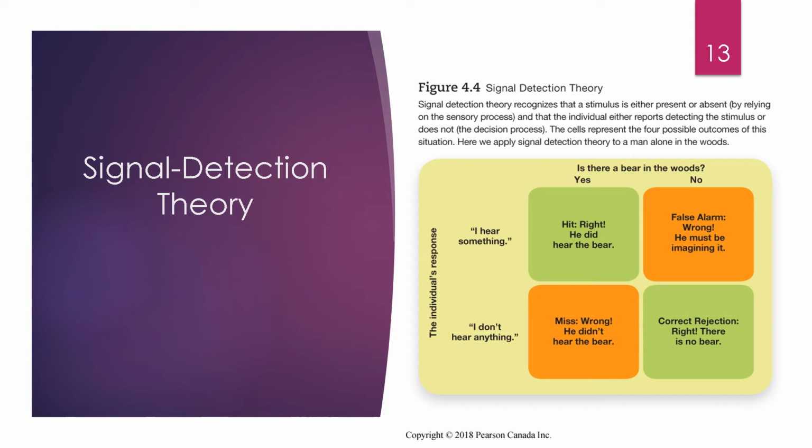The 4th option is that there wasn't a bear in the woods, and the individual said, I didn't hear anything. In that case, we would call it a correct rejection, because they said there wasn't a bear, and there actually wasn't a bear. So they've correctly rejected the idea that there is a bear there. You can see 2 of our 4 possible responses are correct, and 2 are incorrect. So you should understand this diagram and keep in mind those terms: the hit, the false alarm, the miss, and the correct rejection.